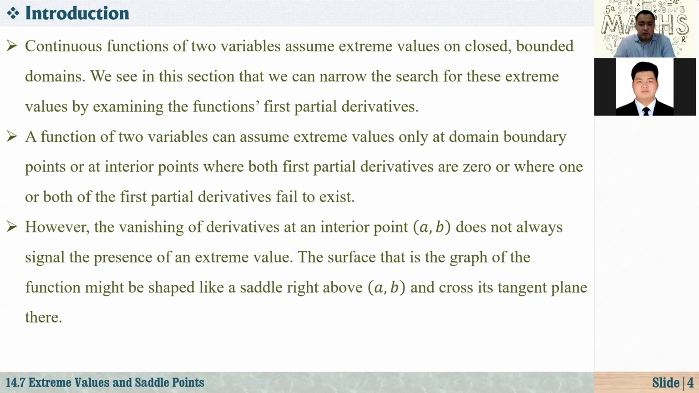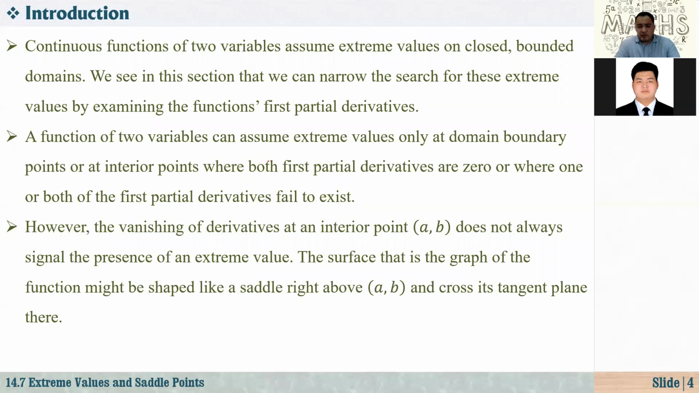So a continuous function of two variables takes on extreme values on closed bounded domains. We see in this section that we can narrow the search for these extreme values by examining the function's first partial derivatives. Narrow means that, because we are talking about infinitely many points, we cannot just check one by one. So what is the shortest way that helps us to find these extreme points?